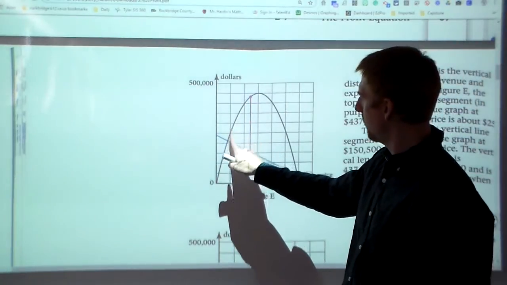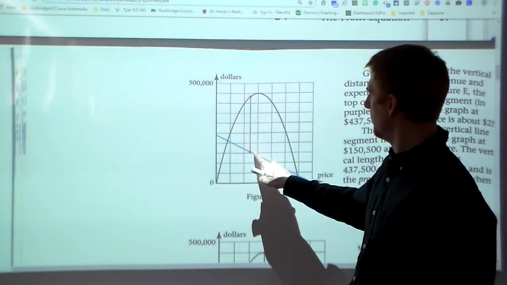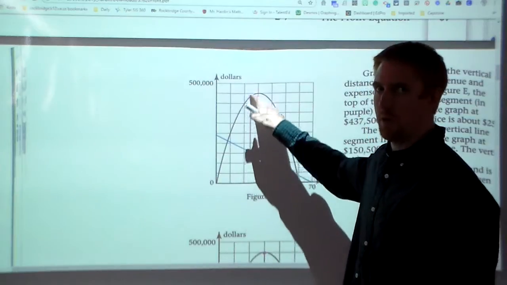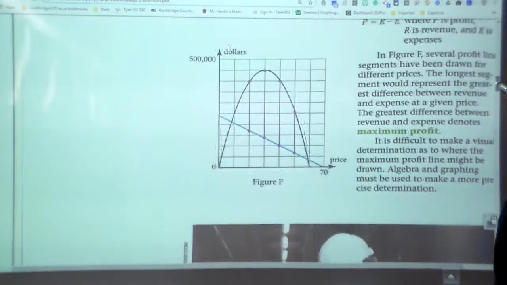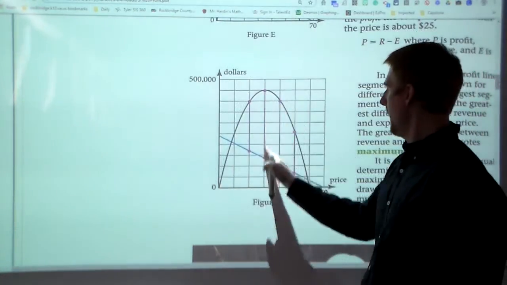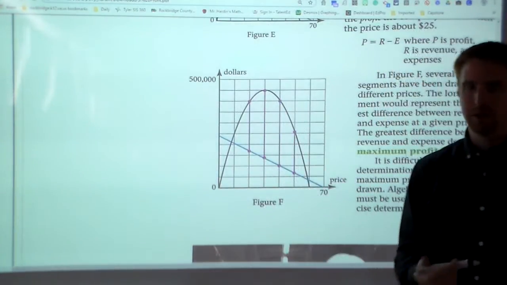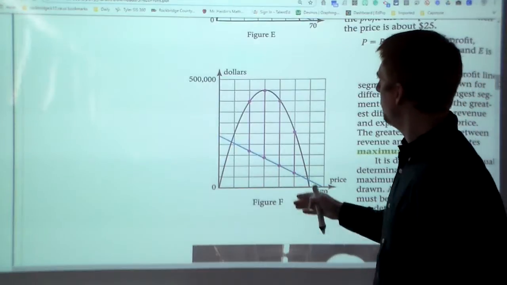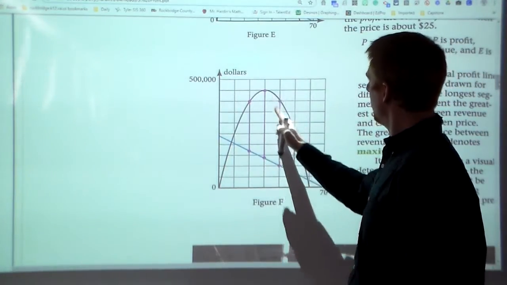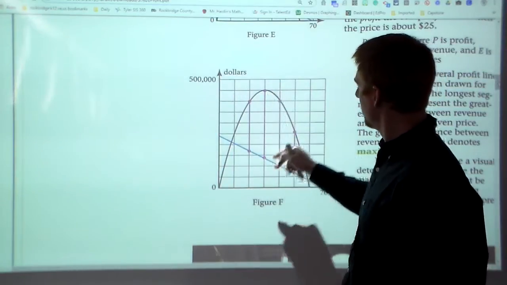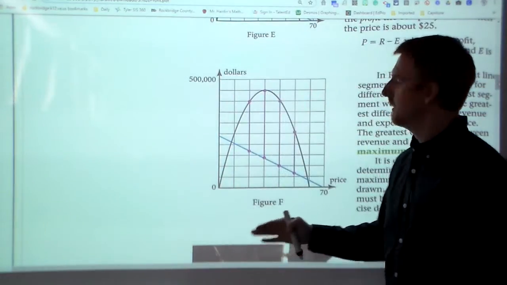So if you're just barely making more than your expenses, your profit's small. If you're making a lot more than your expense, your profit's pretty high. The next little graphic, they just put more lines on there. Now, this ties into calculus as well. It's another one of those ideas, but if you put enough little purple lines in here, then you can see all the possible profits.